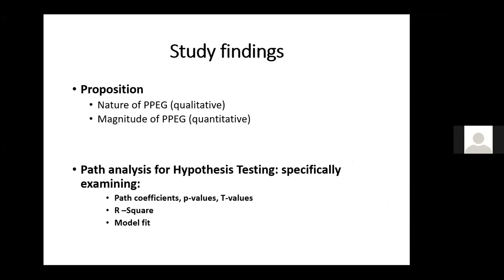Chair, study findings. I present study findings following first the propositions, where we had the nature and magnitude of the performance expectation gap, and then those showing path analysis for hypothesis testing, where we shall look at the path coefficients, p-values, and t-values.